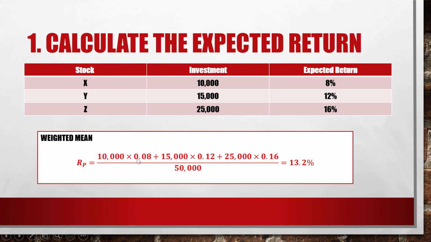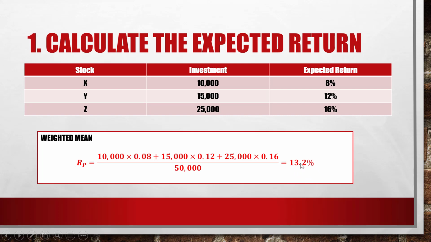So we have 10,000 times 0.08, that is the expected return from stock X, plus 15,000 times 0.12, the second term in the numerator, which is the expected return from stock Y, and the last term 25,000 times 0.16 is the expected return from stock Z. We add them together to find the expected return value, and then we divide by the total money we invested, which is 50,000. 50,000 here comes from 10,000 plus 15,000 plus 25,000, and we get the expected return of about 13.2%.